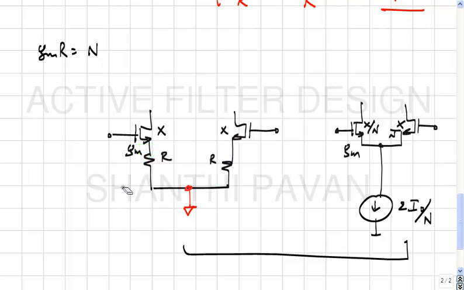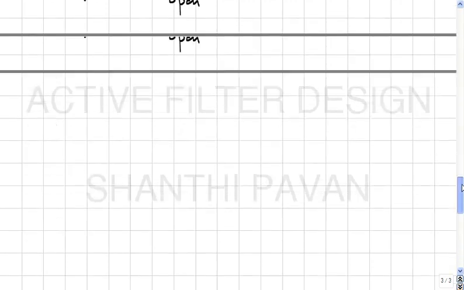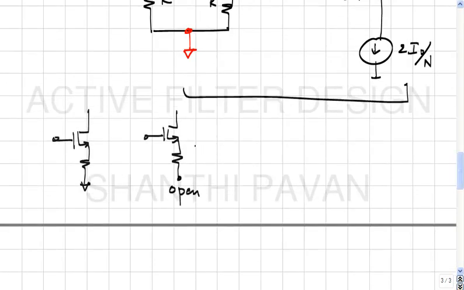So in other words, for differential signals it must look like this. For common mode signals it must look like this. This is a short circuit, this is an open, right? And there must be no quiescent current flowing through R.